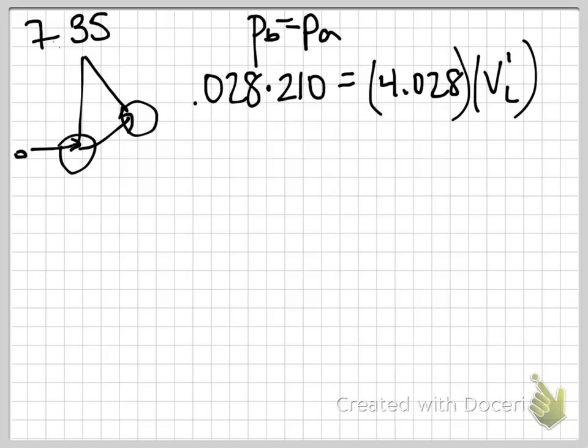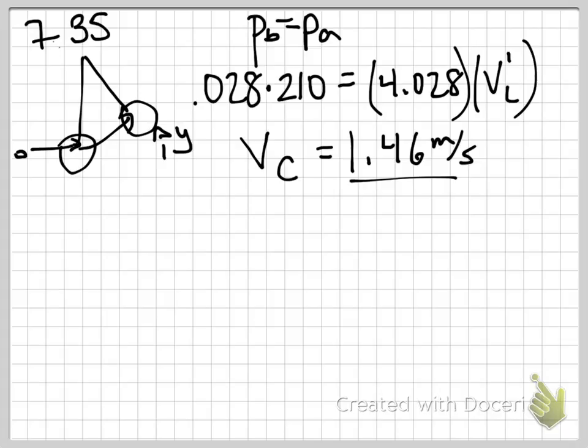You solve for V combined, and you get, my calculator real quick, 0.028 times 210 divided by 4.028, a really small number, 1.46 meters per second. It's because the mass of the block is so much more massive than the mass of the bullet. So once you have that, now you can figure out, like the first question is, what's the vertical component of the pendulum's maximum displacement? So you want to know what this delta y is here.